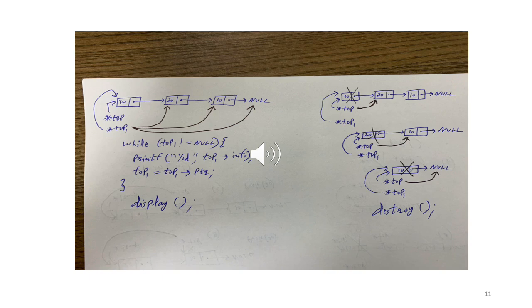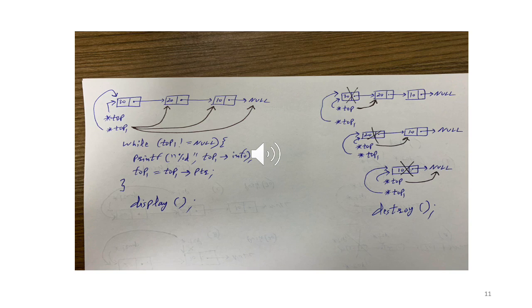Top one is top. Top one also points to node 10. Top is top arrow PTR. Top arrow PTR is now null. So top is null, right? And free top one. And now when we check top not equal to null, it's false, because null is equal to null. So we get out of destroy.